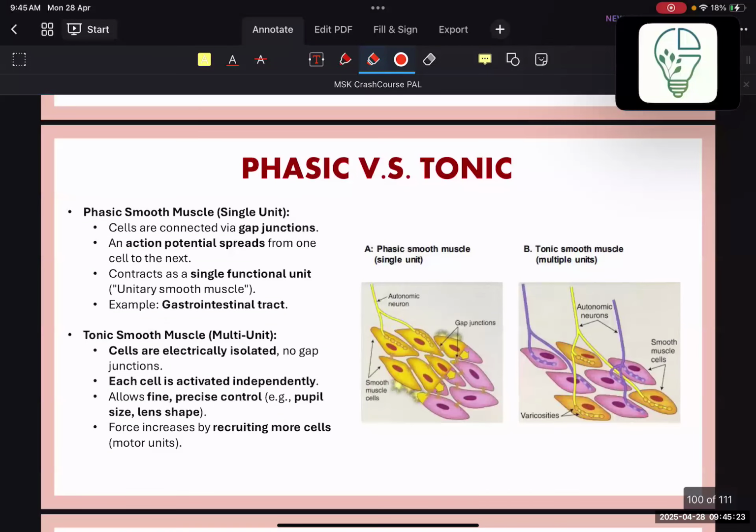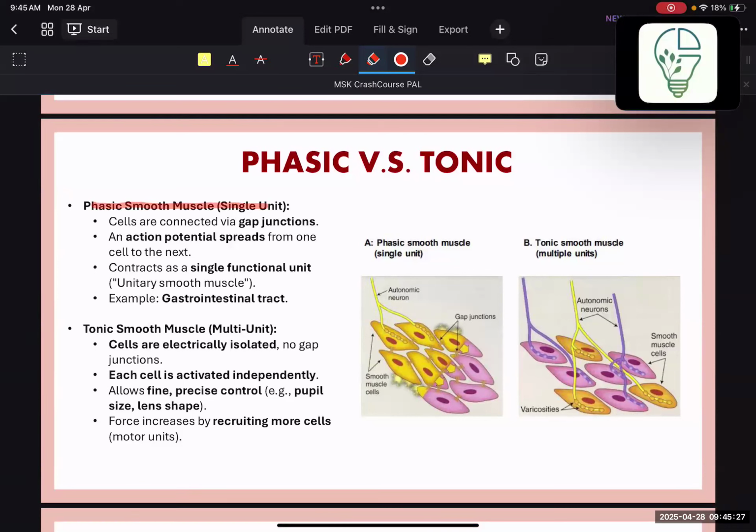Now, one more thing about phasic and tonic contractions. Phasic contractions are usually single unit contractions. So that means the cells are connected to each other by gap junctions. And what happens is you only need one autonomic neuron. It will trigger the action potential and contraction in these cells. And from there, it can just spread through gap junctions. Okay? And this could be seen a lot in the gastrointestinal tract, specifically during the peristalsis stuff in your esophagus.